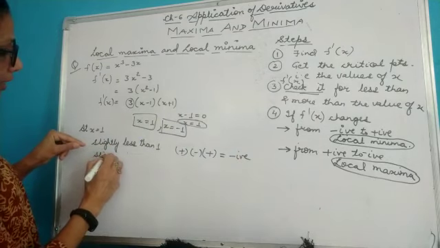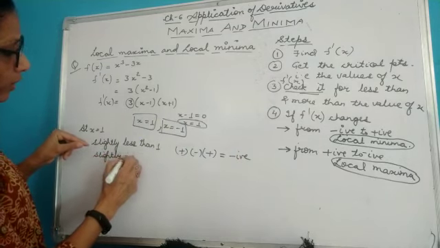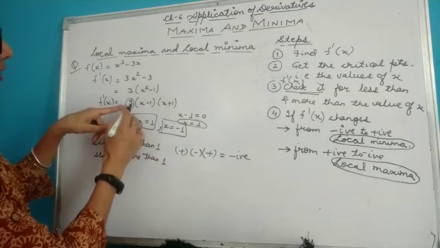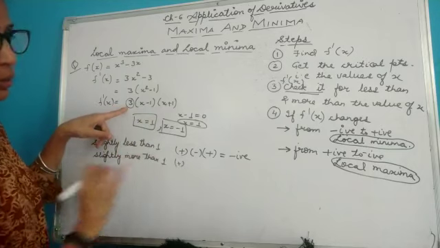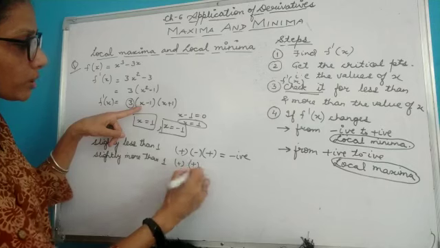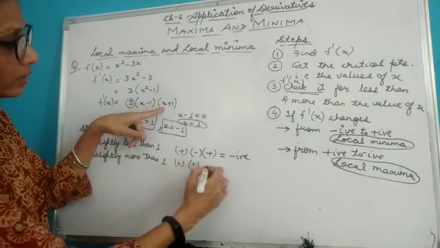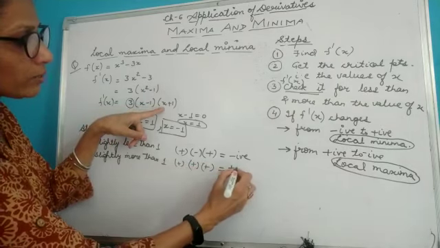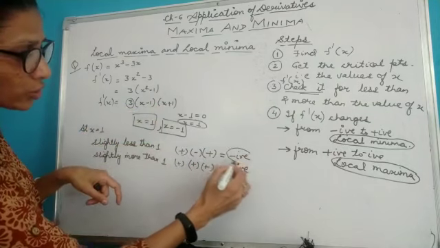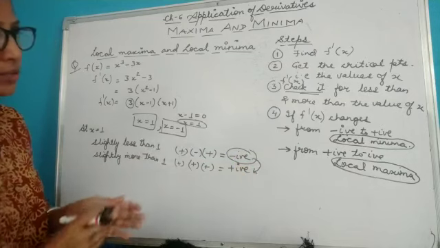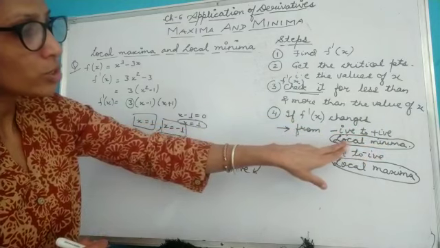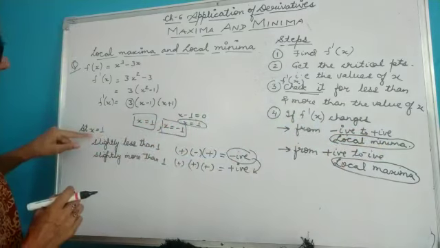Now if I take it slightly more than 1, then x minus 1 is a positive value, and x plus 1 will remain positive. If I take it as 1.1, then it will again give me a positive value. So I am getting it as a positive value. That means your f dash x is changing from negative to positive value. And if it changes from negative to positive value, that means you will have local minima at this point.